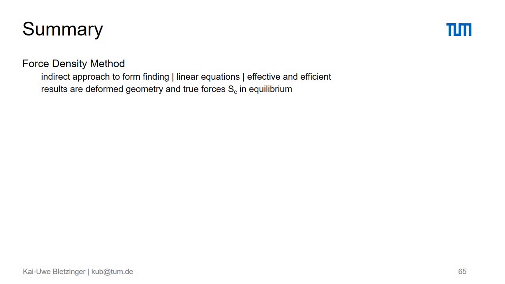After a very long seminar, we have arrived at the summary. We have learned everything about the force density method. We call it an indirect approach to form finding because we apply force densities, which, as we have learned, are items of the reference geometry, which remain constant throughout the complete form finding procedure. There are consequences: we receive linear equations, which are most effective and efficient to be solved. The results which we receive are the deformed geometry and the true forces in equilibrium.